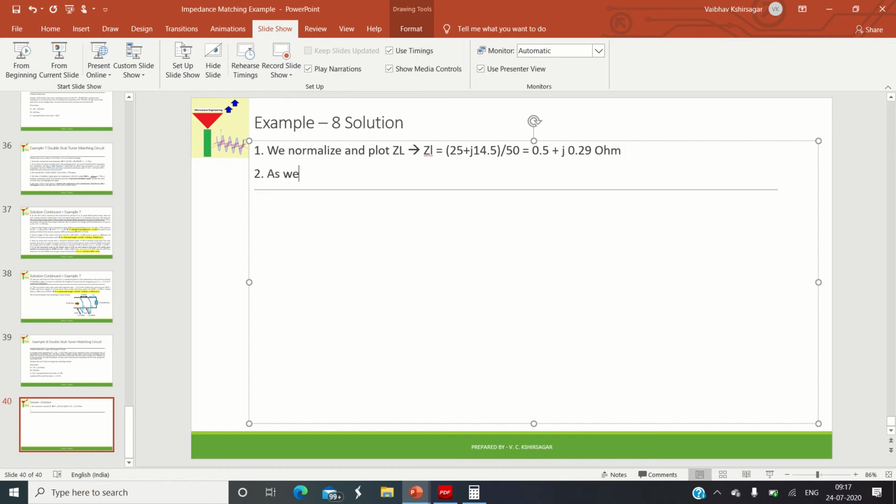As we are asked to design shunt stubs, what do we need to do then? We will transform ZL, that is the load impedance, into admittance. The normalized admittance is indicated as YL. So what is the procedure to convert the plotted normalized impedance into admittance?